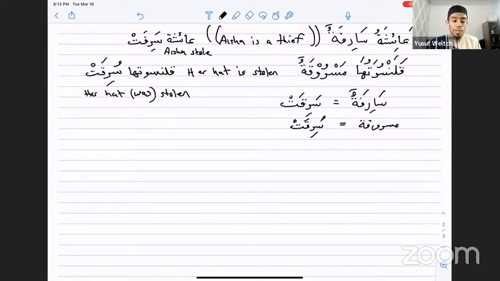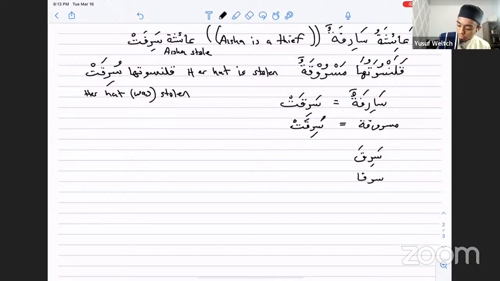In the handouts that we had handed before, we have the different scales, right? The form 1 scale, the form 2, all for the 10 forms. So if we wrote out form 1, for instance, Sariqa, Sariqu. We're just going to write some of them, not the whole thing. Sariqat, Sariqata.